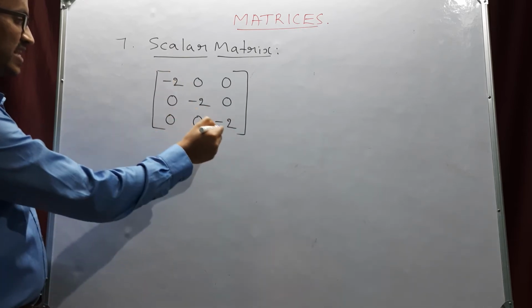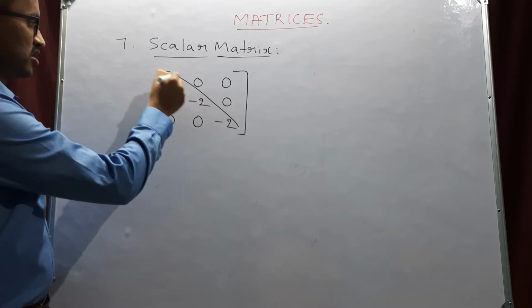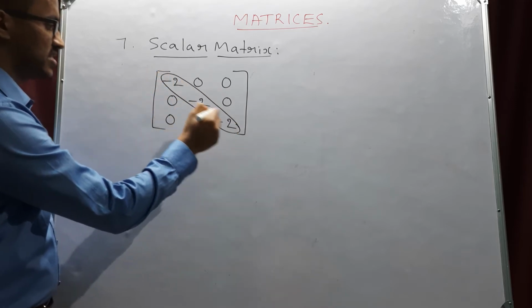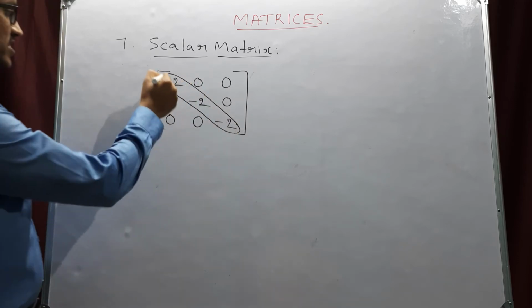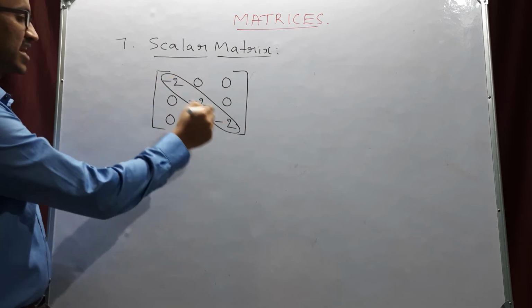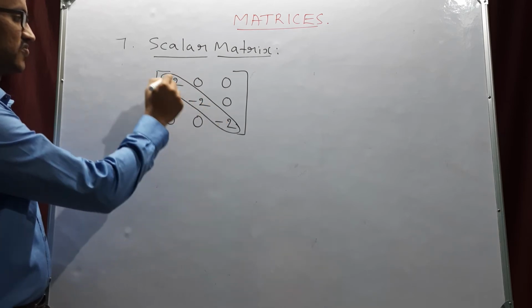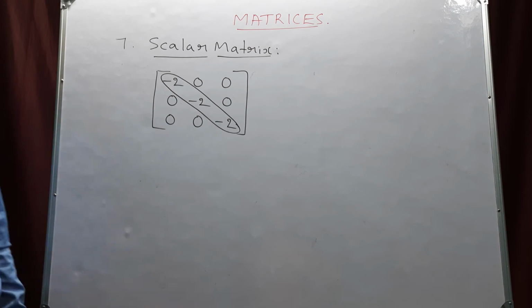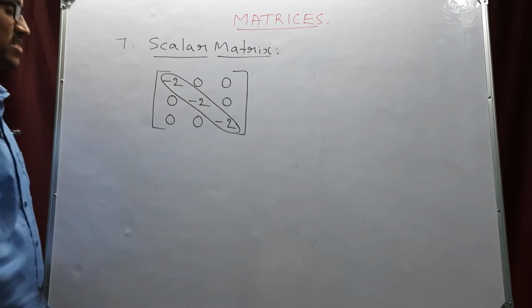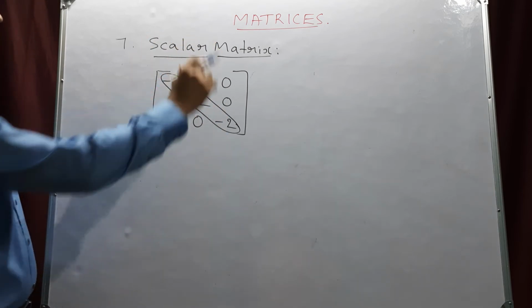Basically it is a diagonal matrix. See here, all the non-diagonal elements are 0. Again, if we see the diagonal elements, all of them are the same. We have only -2 as the diagonal element. So it is a scalar matrix.